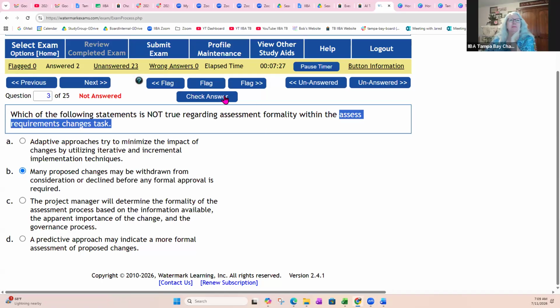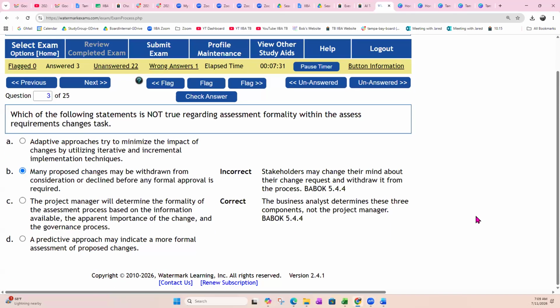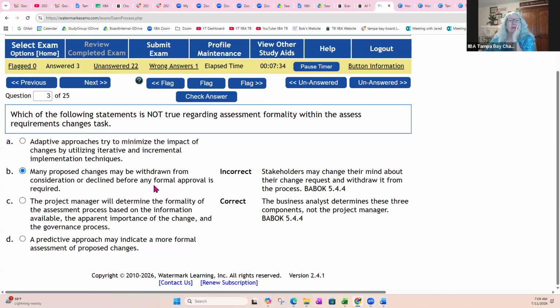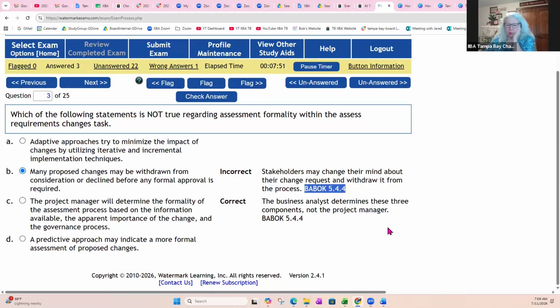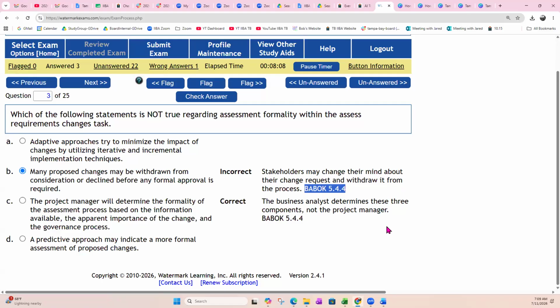Okay, let's test B. The statement that many proposed changes may be withdrawn from consideration or declined before any formal approval is required. Stakeholders may change their mind about the change request and withdraw it from the process. So that's something the BABOK talks about. It's really talking about whenever we're in meetings and people go, well, wait a minute, what if this and what if this, so they have to test it before they get to the point of yes, we do want this change, and then it goes through the formal approval process.